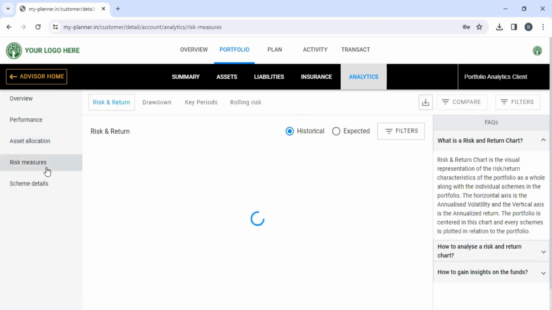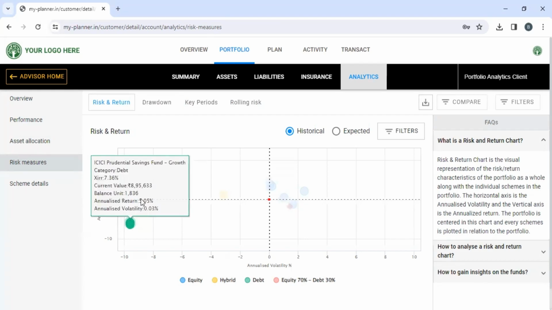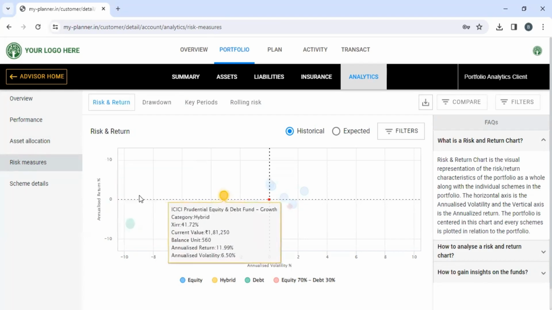Then comes the risk measures. Risk measures is, I would say, very important because every portfolio should have a very healthy mix of the high flyers, the anchors, and the middle portion. So high flyers would be the risky assets. They would have a lot of risk, maybe small cap, flexi cap, those funds. We want them to take more risk but give us better returns. Similarly, for debt funds, we just want them to give us some stability, some anchor to our portfolio, and then the hybrid funds should in a way lie in the middle.